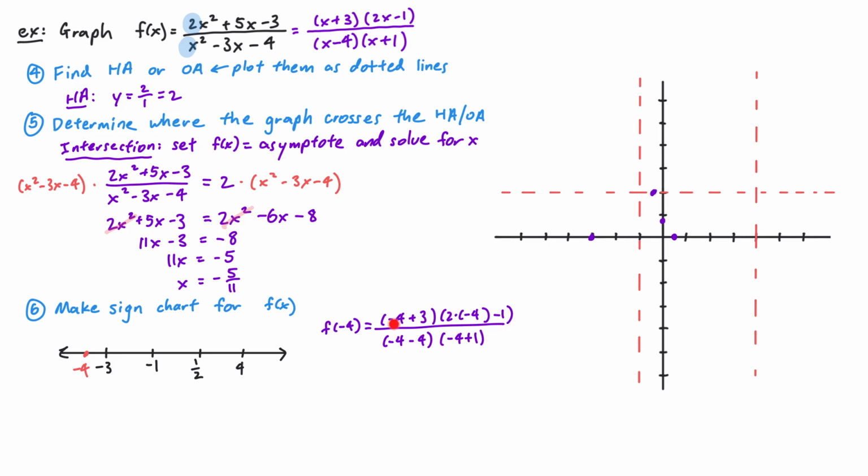For example, the factor -4 plus 3, we know that that's going to be negative, so I'm going to highlight that in red. The factor 2 times -4 minus 1 is also negative, so I'll highlight it in red. The factor -4 minus 4, again, that's negative, so highlight that in red. And then the factor -4 plus 1, that's also negative. Let's highlight that in red.